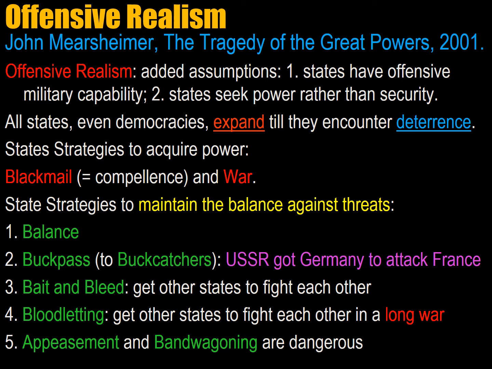State strategies are to maintain the balance of power against threats. The priority is to balance. And then it's to buck pass, to buck catchers. This is what the USSR got Germany to do, attack France in 1940 instead of attacking it. The third is to bait and bleed. You get other states to fight each other. Iran watched the US and Iraq fight each other over Kuwait, and then saw the same US attack Iraq in 2003. The US saw Iran and Iraq fight each other for almost a decade in the Iran-Iraq War. You could also engage in bloodletting, where you get other states to fight each other in a long war. That's the case of Iran and Iraq. And then there's appeasement. But appeasement and bandwagoning are very dangerous.